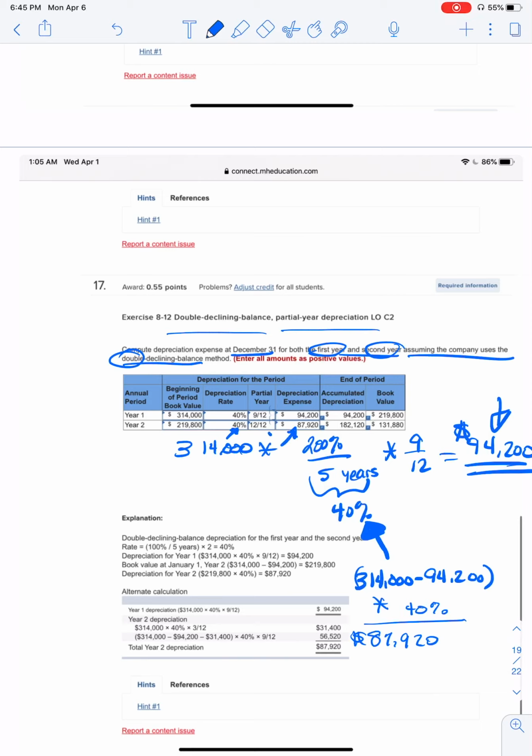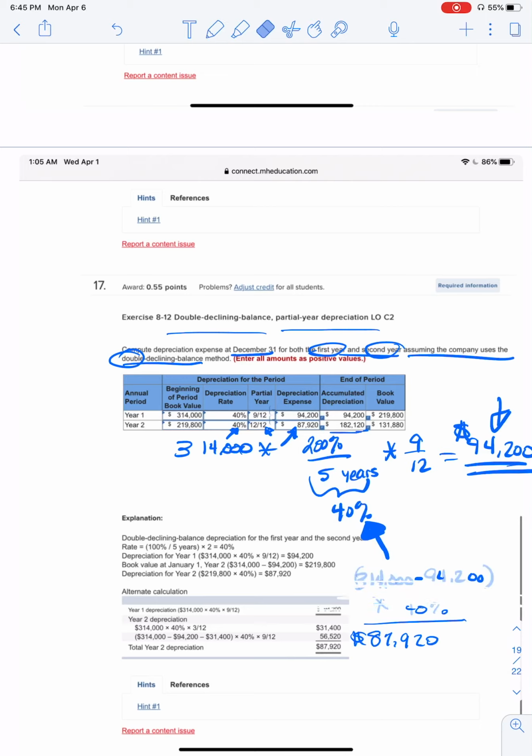You'll notice here, this is times 12 over 12 for the full year because we bought it in the first year, but by the second year we've had it the whole time. So we're able to use the full 12 months. Then to get our total accumulated depreciation, it is simply the sum of all years' depreciation expense.